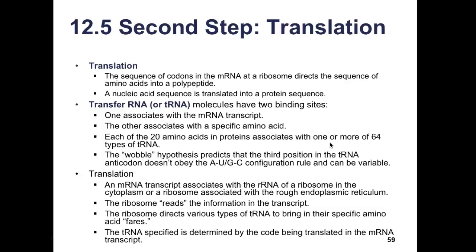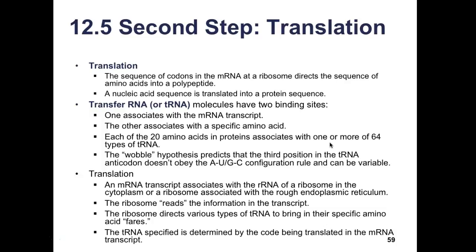Francis Crick, in his research, came up with this wobble hypothesis. And the wobble hypothesis predicts that the third position in a tRNA molecule, or the anticodon, doesn't obey the A, U, or GC configuration rule and can be variable.